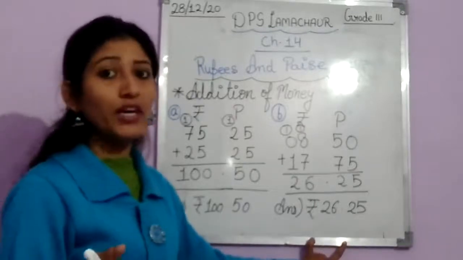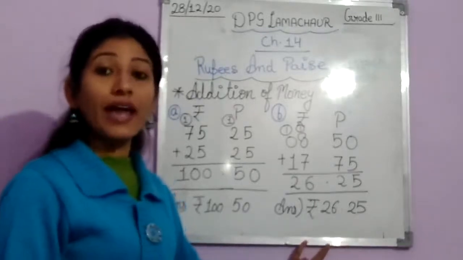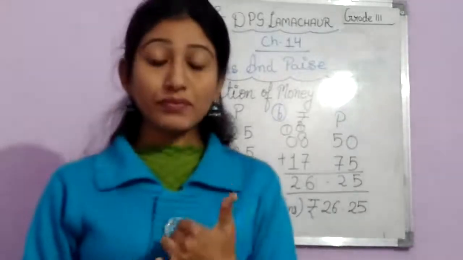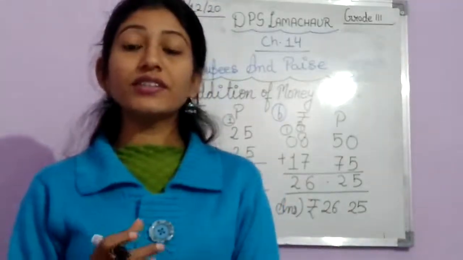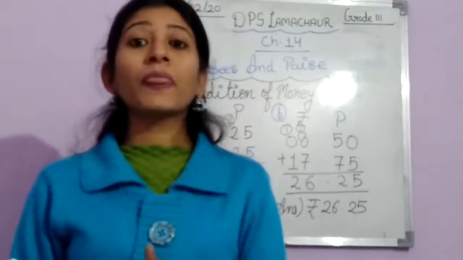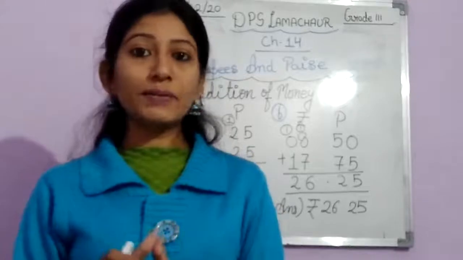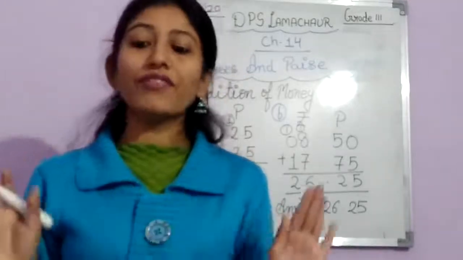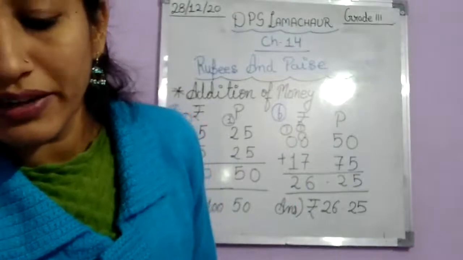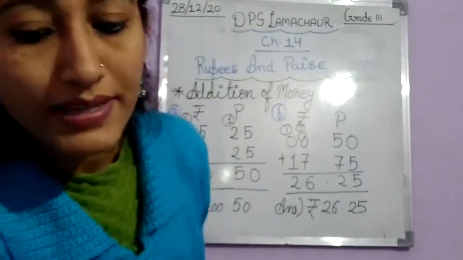It is very simple. You all know how to do addition, and you all know how to add such quantities where it is given gram, milligram, kilogram, meter, centimeter. Nothing is new. In the same way we have to do addition. Okay. So what we are getting? 26 rupee and 25 paisa or paise.